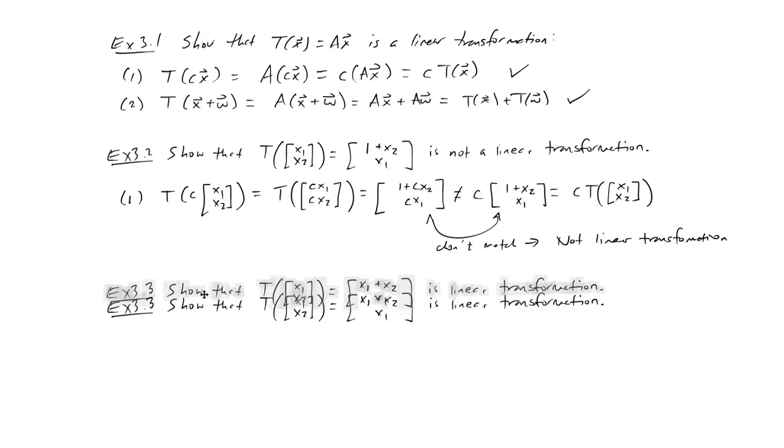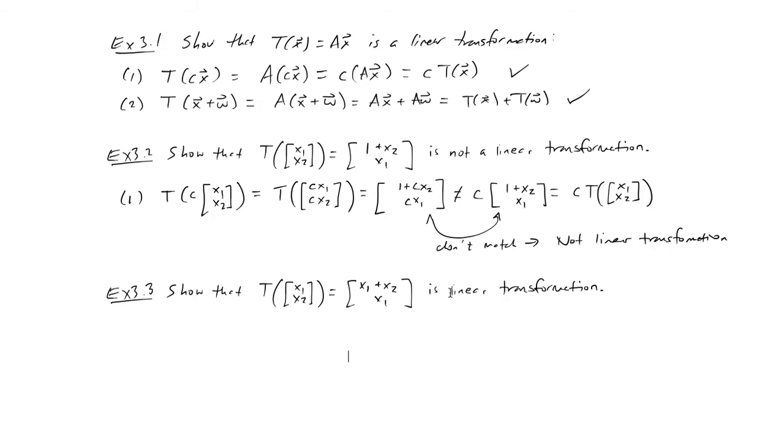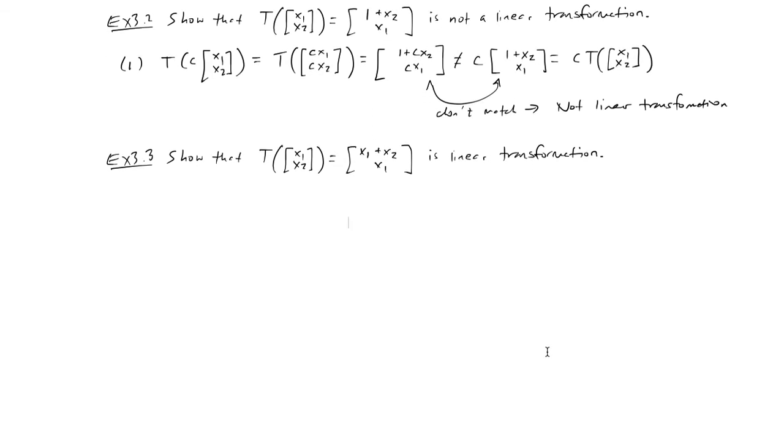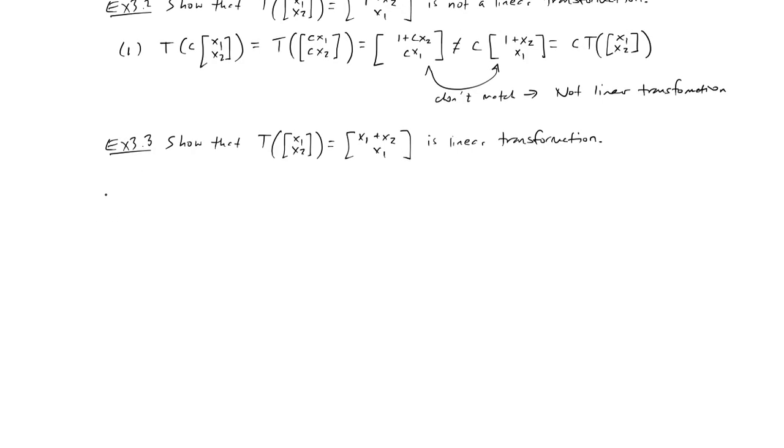So one last example, we want to show that this transformation, where we replace the 1 with x1, is a linear transformation. So once again, we'll go through the two properties and show that this one satisfies both. So we'll look at T of c times (x1, x2). Do the same thing we did before. We'll distribute that scalar into the vector, and then we'll use the formula to put those two pieces in. So the first piece will go here and here.